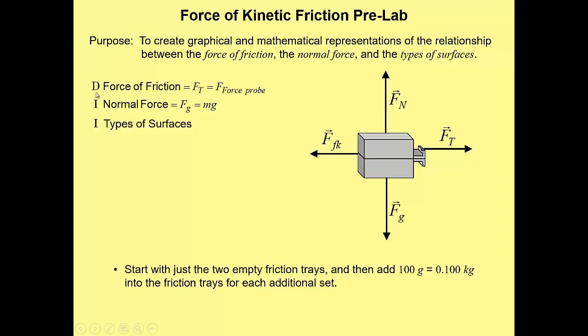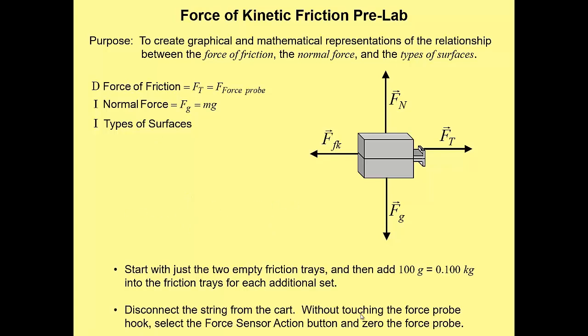That makes our force of friction the dependent variable. So when it comes time to making graphs, you'll be making graphs of force of friction versus normal force. Right? Force of friction on the vertical axis, normal force on the horizontal axis. One thing you do have to do with these force probes, remember, and you've seen this in the last few times you've used them, please zero this force probe.